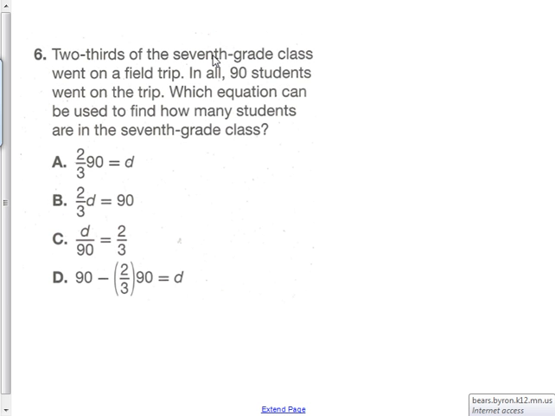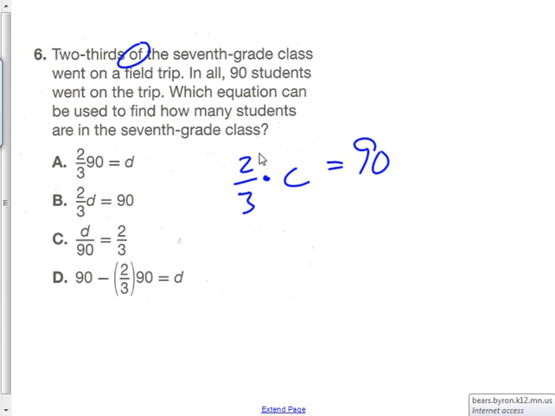Number 6. 2/3 of the 7th grade class went on a field trip. So I'm going to go ahead and just kind of keep track of that number. In all, 90 students went on the trip. So 2/3 of the 7th grade class. So remember, of tells us to multiply. So 2/3 of, I'm going to say, the class. And it says in all 90 students went on the trip, so that's got to equal 90. So which equation can be used to find how many students are in the 7th grade class?